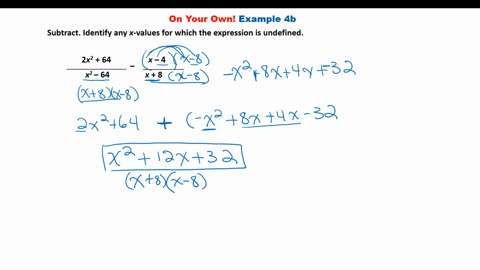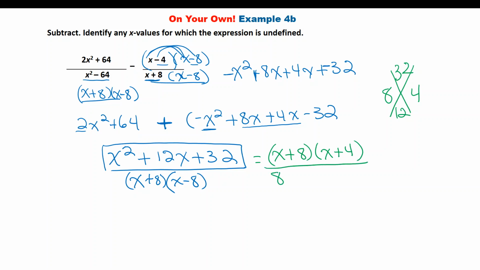All right, and so in order to do that, I'm going to decide what two numbers multiply together to get 32 and add together to get 12. Well, I know that is 8 and 4. 8 times 4 is 32, and 8 plus 4 is 12. So I'm going to rewrite this to say x plus 8 times x plus 4 all over my common denominator of x plus 8 times x minus 8.